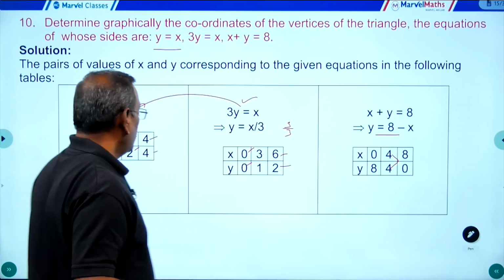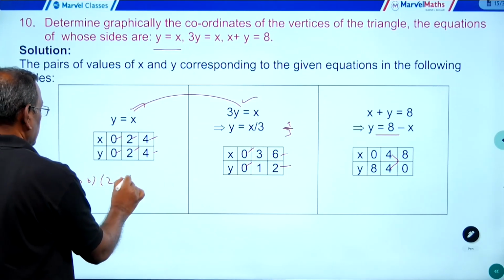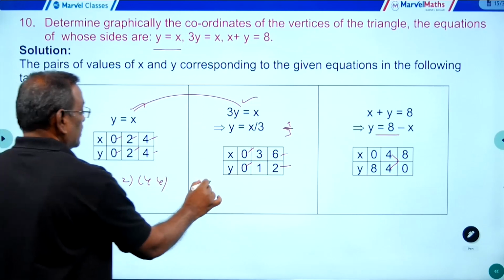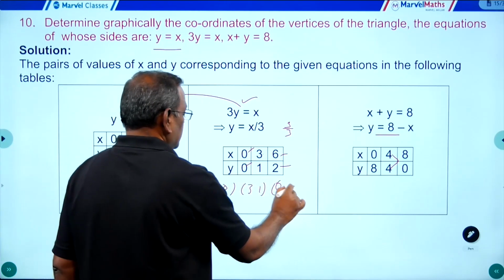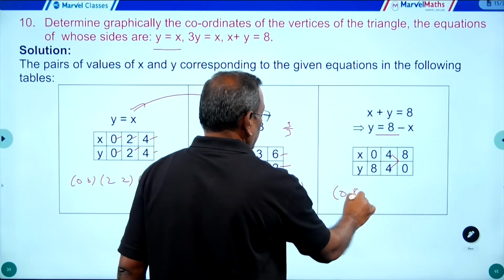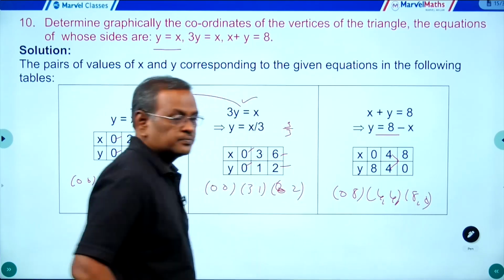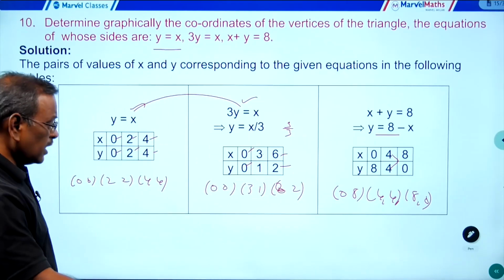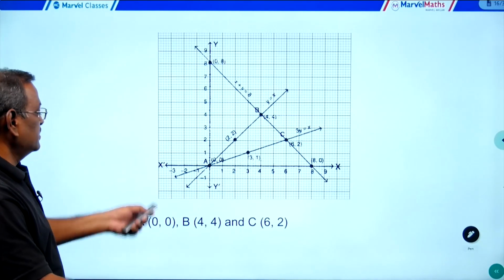Okay, plot all the points. So how many points are there? 0, 0, 2, 2, 4, 4. Here 0, 0, 3, 1, 6, 2, and 0, 8, 4, 4, and 8, 0. Correct. Now, using all the 9 points, if you plot in the graph, you will get 3 equations.